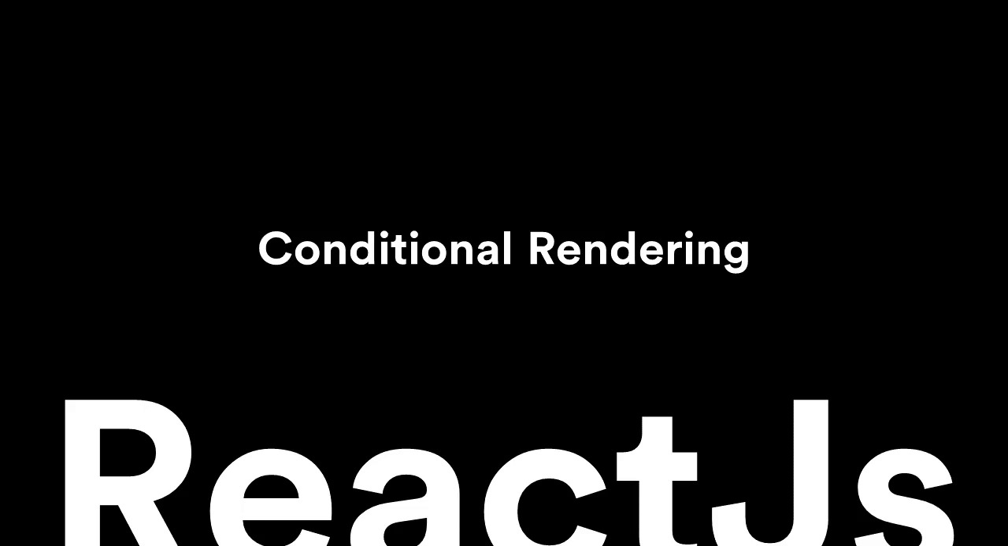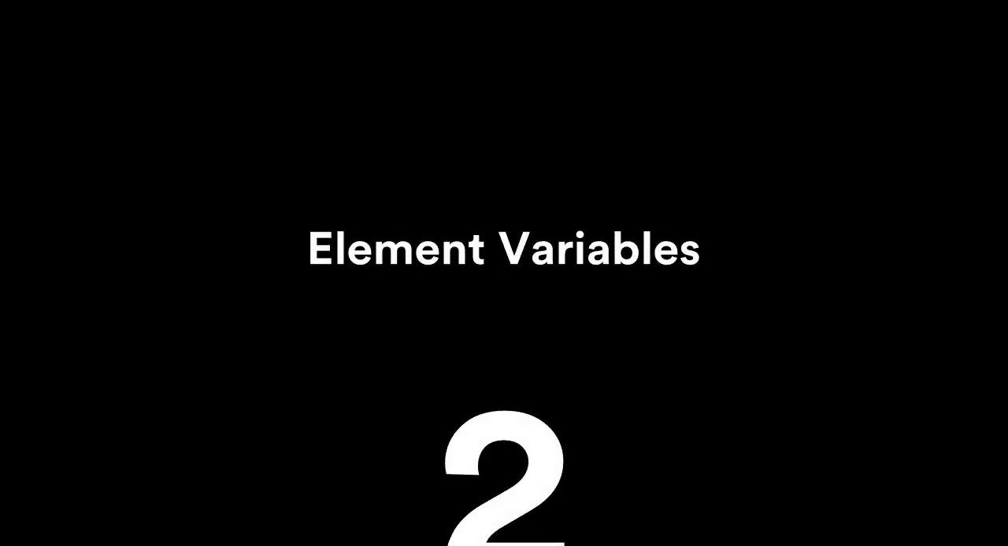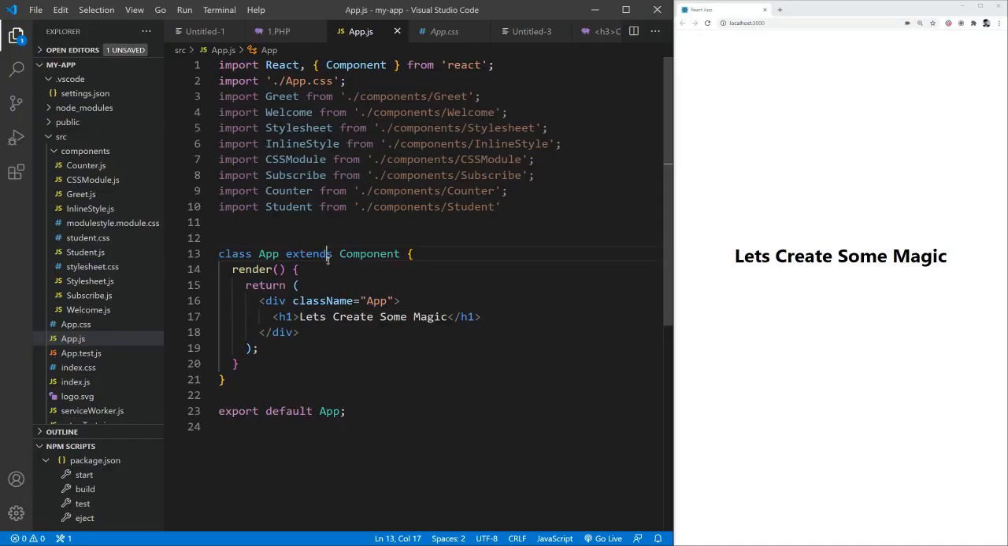To do that, React offers four approaches. One is conditional rendering, which includes if and else. Another approach is called element variables. The third approach is ternary conditional operators, and the fourth approach is the short circuit operator. Now we'll go through all four approaches one by one using examples. So let's start with our first one.